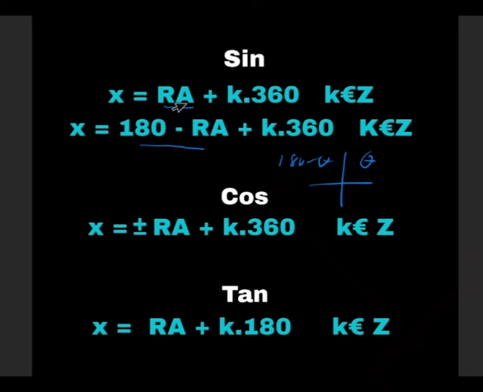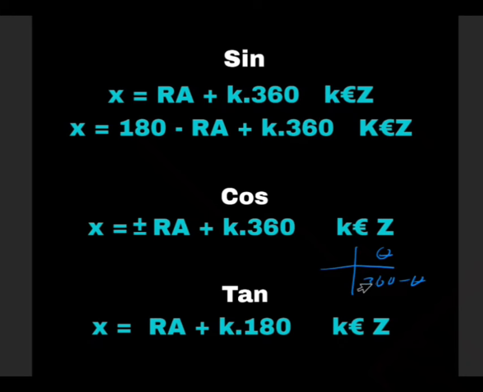So sine is positive in the first quadrant, so its reference angle, and it's also positive in the second quadrant, which is 180 minus reference angle. So let's talk about cos. When it comes to cos, where is cos positive? We know that cos is positive in the first quadrant and in the fourth quadrant, right?